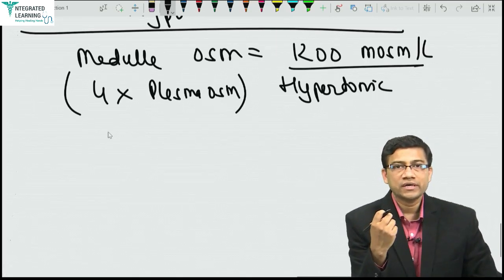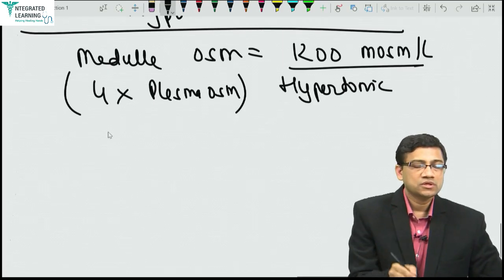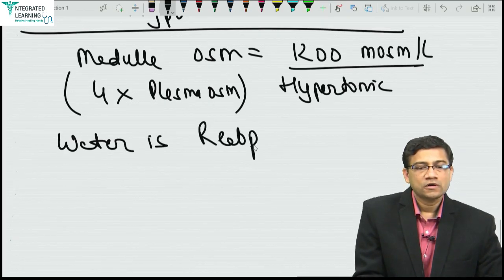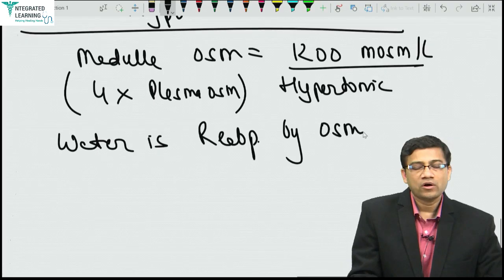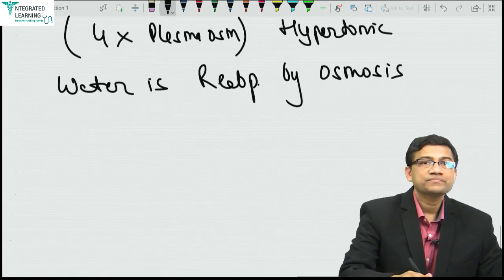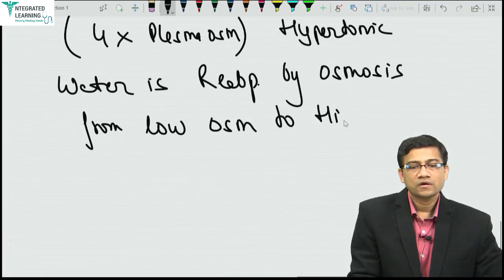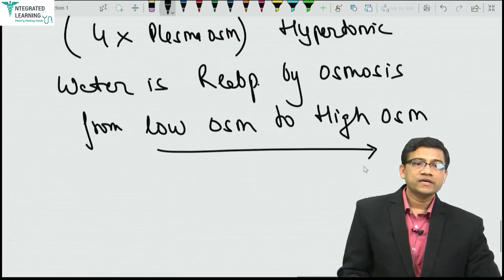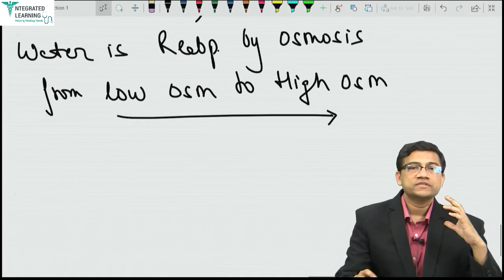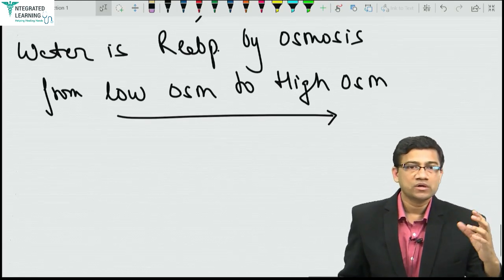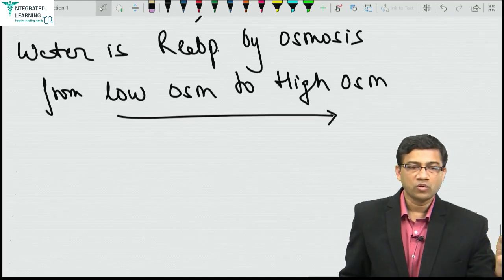Now you know water is absorbed by what process? Osmosis. So right, water is reabsorbed by osmosis from low salt area, that is low osmolarity, to high osmolarity. So where is water going to move? So obviously water will move from an area with low salt to an area with high salt. So that is the direction of what flow? Water flow, low salt to high salt.